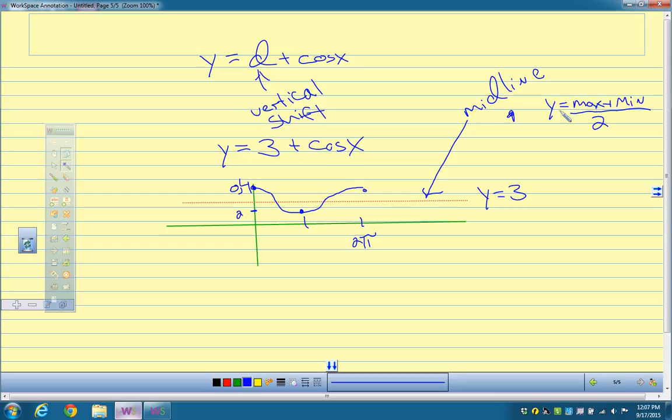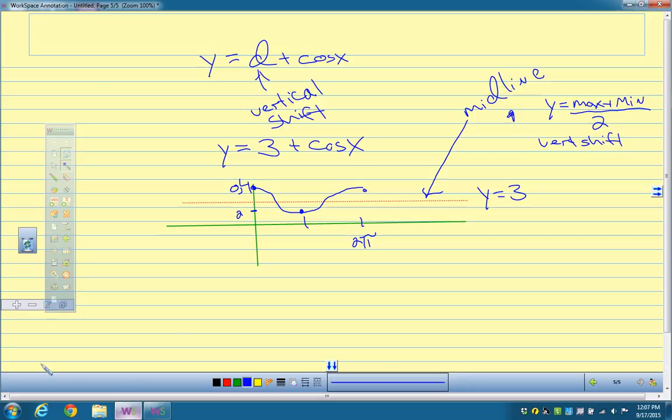Whereas with the amplitude, it's max minus min divided by 2. To find the equation of the middle line, or the vertical shift, it's the max plus the min divided by 2.